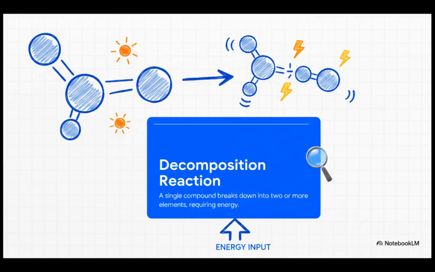But conversely, when that chemical relationship breaks up, when one single reactant splits into multiple pieces, that is a decomposition reaction. However, relationships rarely break up on their own without some outside pressure. In chemistry, that means you need to add energy, usually in the form of heat, light, or electricity, to force that compound to break apart.